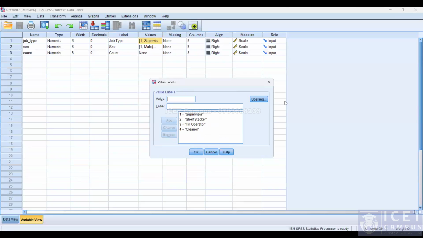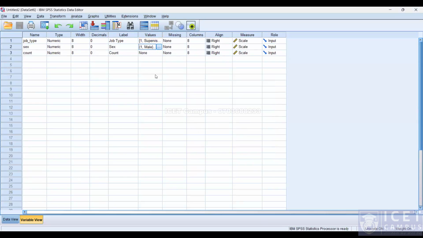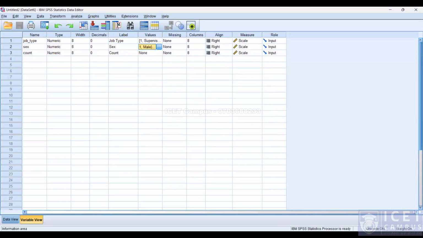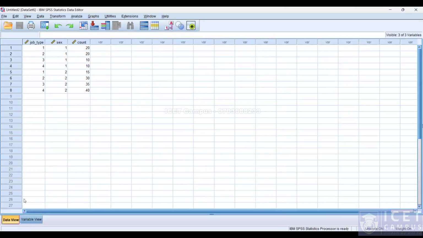You can see here job type we have to enter. For job type, we can define the values: 1 for supervisor, 2 for shelf stacker, 3 for till operator, and 4 for cleaner. Also sex is mentioned, 1 for male and 2 for female. Then we can enter the data. Job type is 1, sex is 1, likewise. The counts are given there.